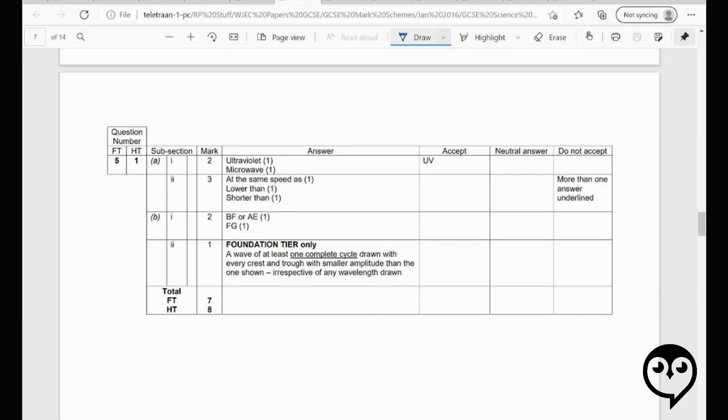Okay, mark scheme real quick. Ultraviolet, microwave, same as, lower, shorter. Yes, we said BF or AE, FG. And that was a higher tier question, so we'll move on.